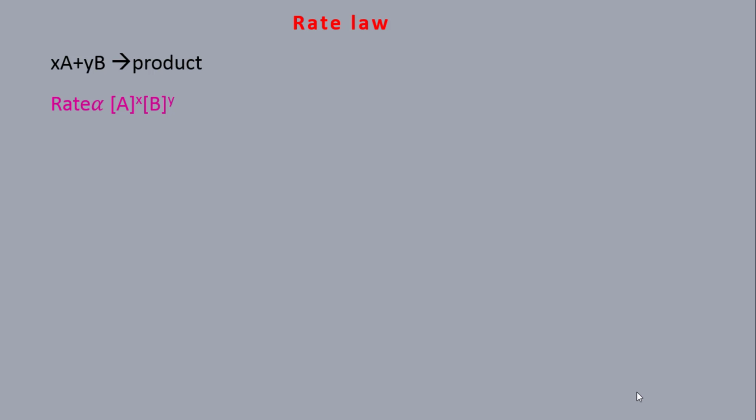எனவே இது ஃபர்ஸ்ட் ஆர்டர் முதல் வகை வினை. 2A gives product. Rate law எழுதும்போது rate equal to K into A power 2. So N equal to 2. So second order இரண்டாவது வகை வினை.